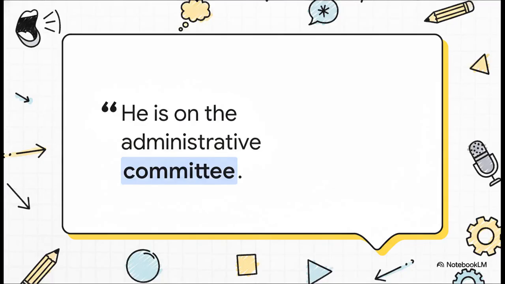And here's how you'd use it. He is on the administrative committee. The sentence is totally straightforward. It gets the idea across with zero fluff. See, you don't need a fancier word like serves or participates. Is on works perfectly. This is exactly what BE850 is all about, just functional clarity.